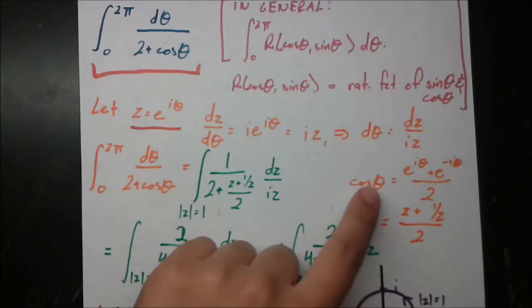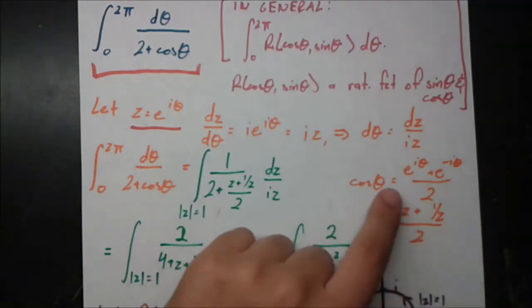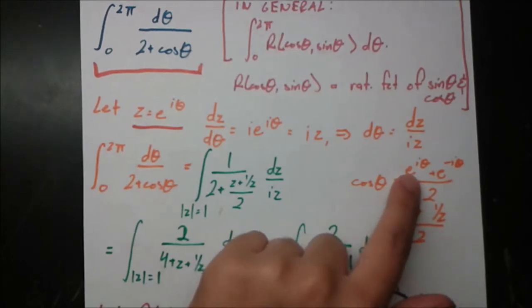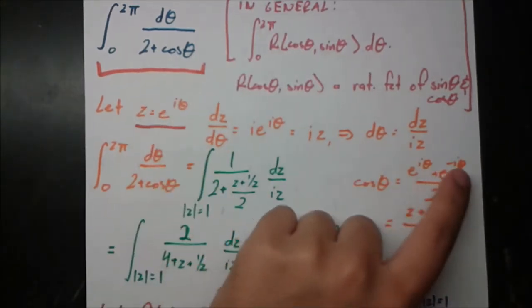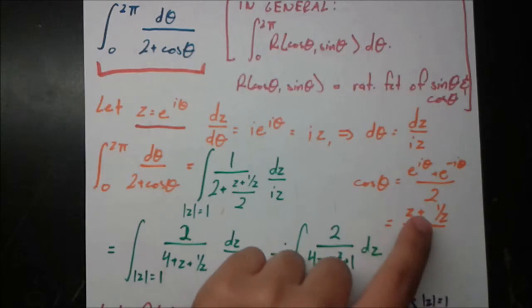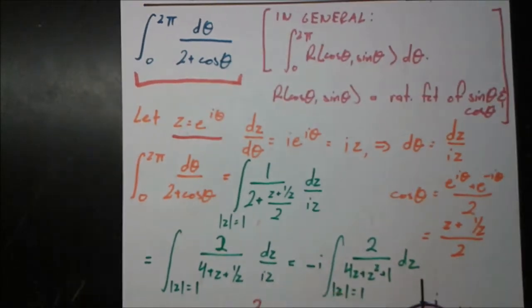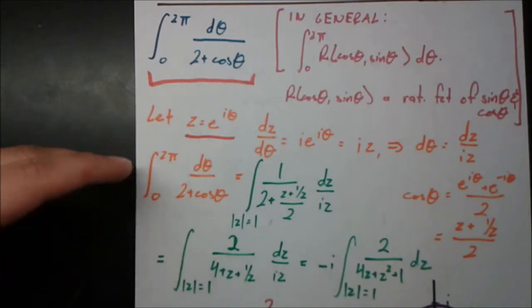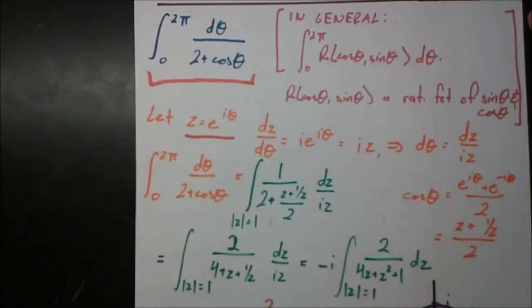Cosine theta, from the trigonometric video at the very beginning, equals e to the i theta plus e to the negative i theta over 2. And e to the i theta is what? It's z, and e to the negative i theta would be 1 over z, so it's going to be z plus 1 over z, over 2. Now we have all the parts in place to transform this integral that involves theta into an integral that involves our new variable z.